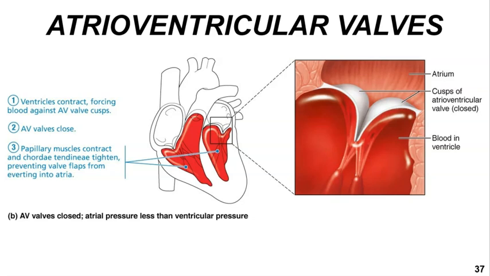Some blood will get caught up in the cusps of the atrioventricular valves, and that's going to snap those atrioventricular valves closed. And then the papillary muscles are going to contract, and the chordae tendineae will tighten, and that prevents the valve flaps from being blown upward into the atria, and also prevents blood from backflowing up into the atria as well.